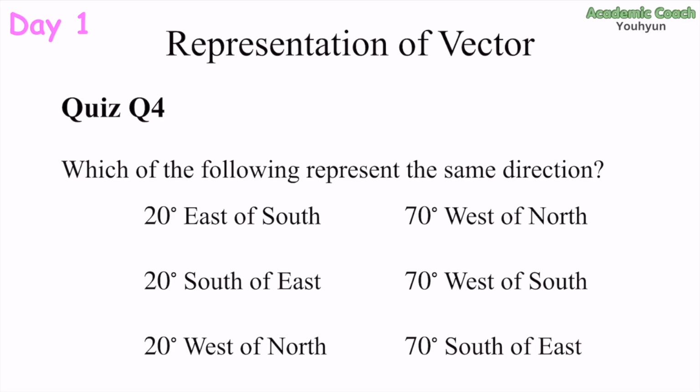Now let's do a quick quiz to make sure that you've fully understood what I just explained. Which of the following represent the same direction? So here we have 6 different directions, and obviously all of them are represented using north, east, south, west. So first off, I'm going to draw a coordinate with 4 directions labeled. And let's label all these directions one by one on this coordinate.